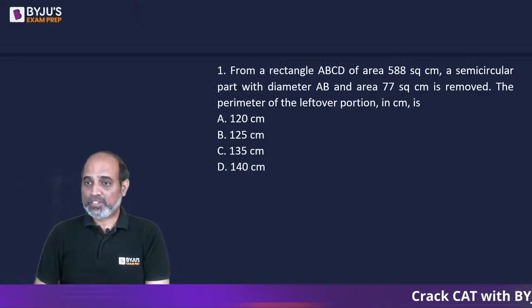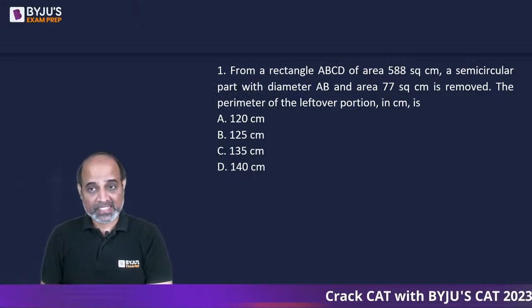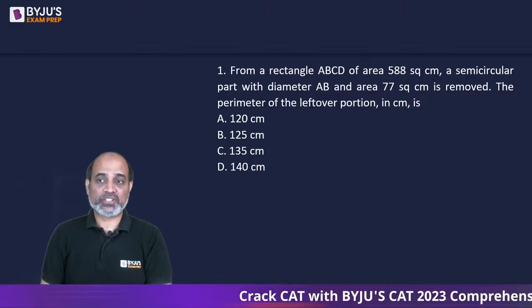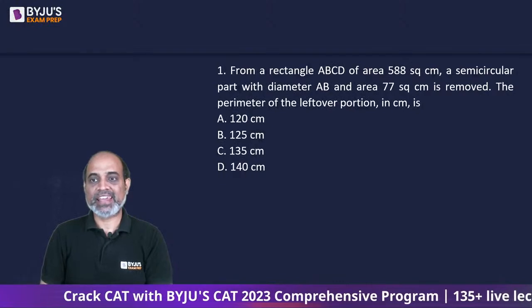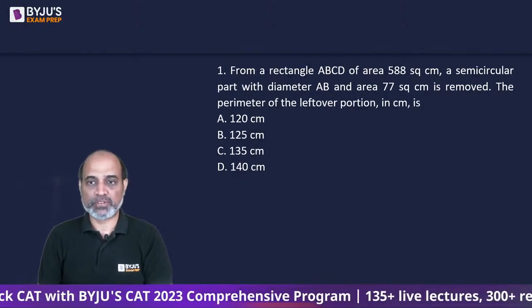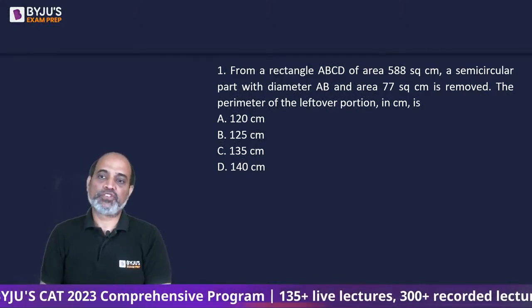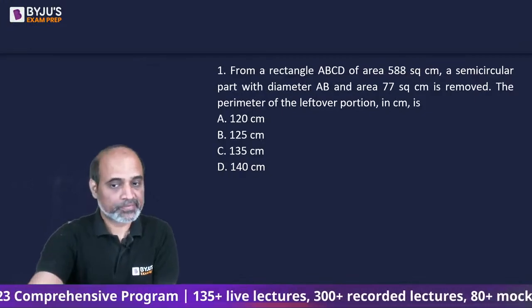So let's start with the first question. From a rectangle ABCD of area 588 square centimeter, a semicircular part with diameter AB and area 77 square centimeter is removed. The perimeter of the leftover portion in centimeter is.